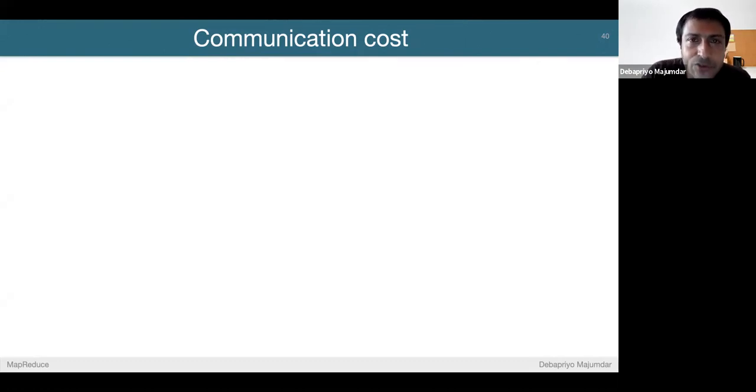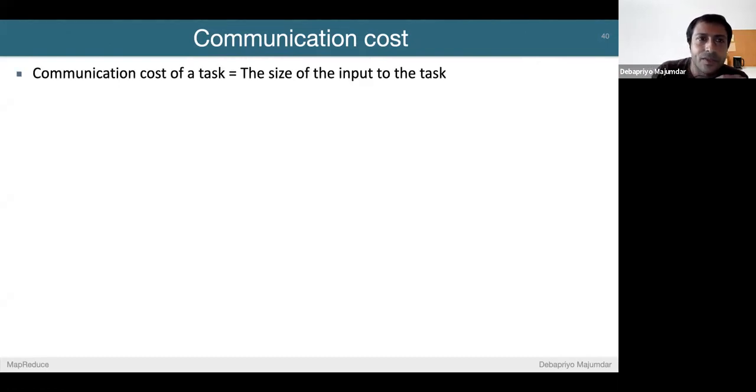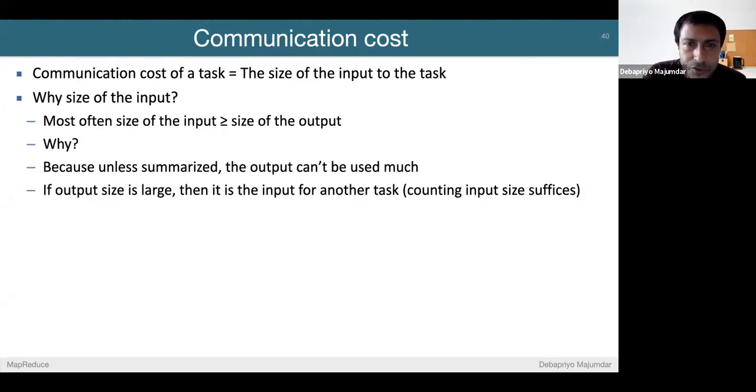So how do we estimate the communication cost effectively? The simple estimate is that the communication cost of a task is the size of the input to the task. Why so? It might sound too simple, but why the size of the input? Think about the flow: you have your input, then your map, then the shuffle over the network, then your reduce.